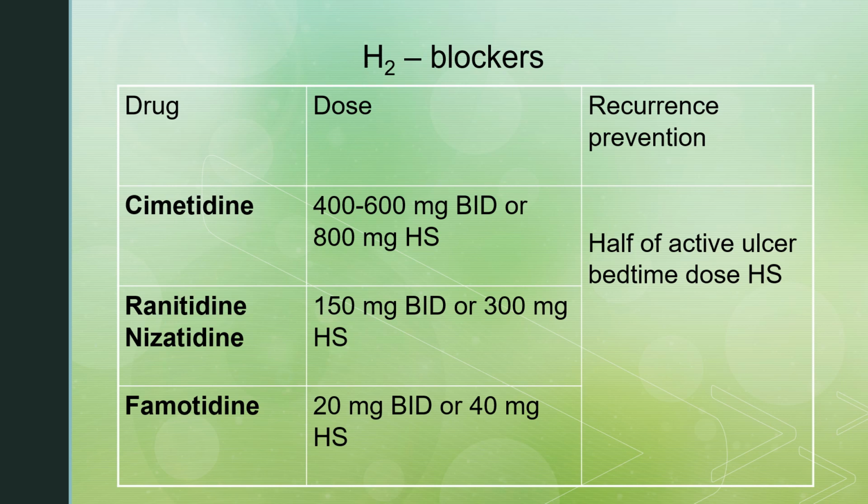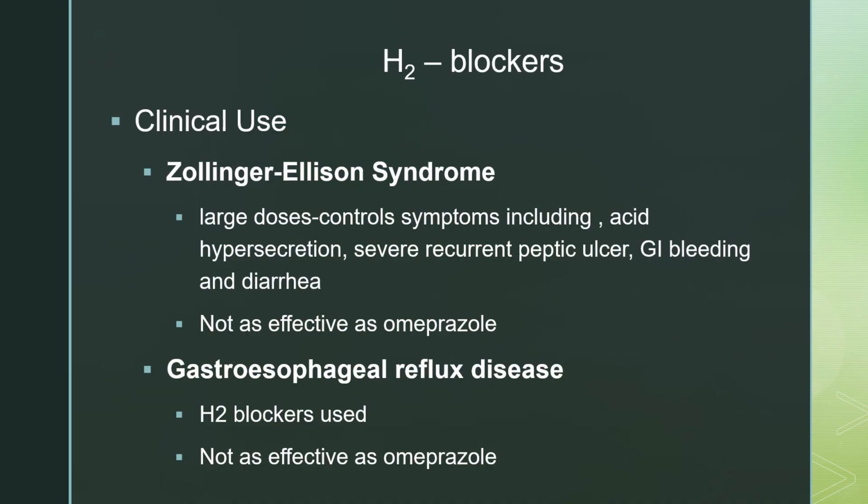Your ranitidine or nizatidine is given 150 milligrams twice a day or a 300 milligrams single dose at night. Or famotidine, you can give it at 20 milligrams twice a day or a single 40 milligram dose at night. Okay, so recurrence, all of these can prevent recurrence. Half of the active ulcers can have a bedtime dose.